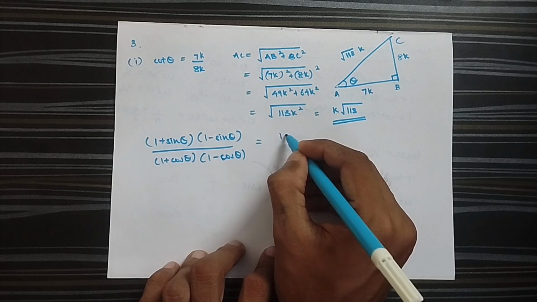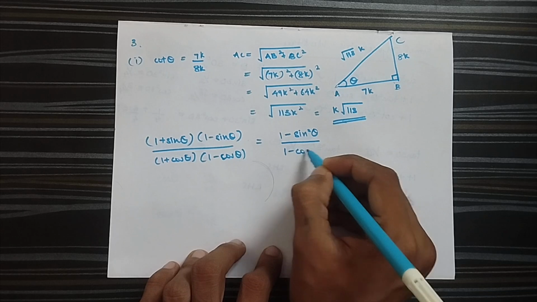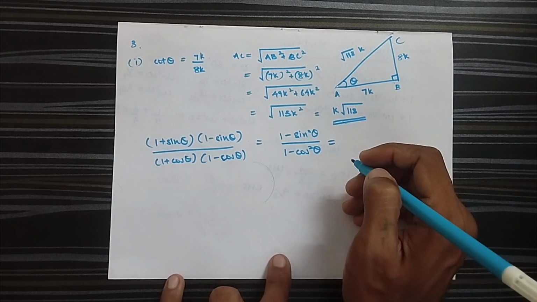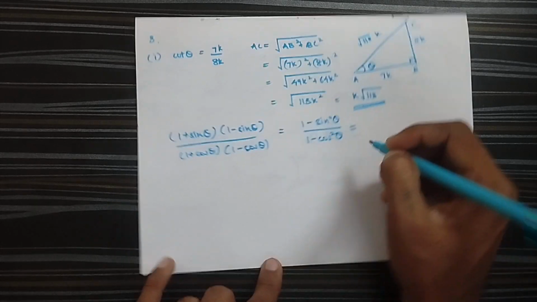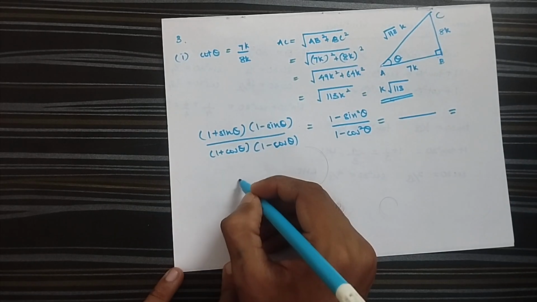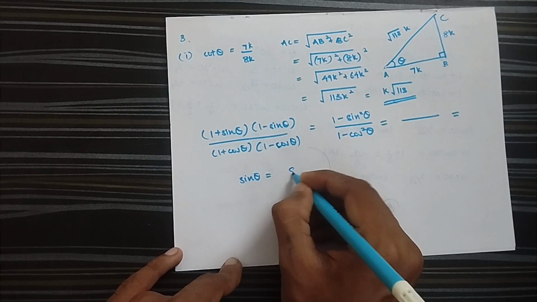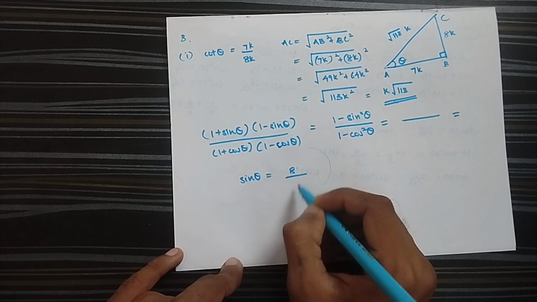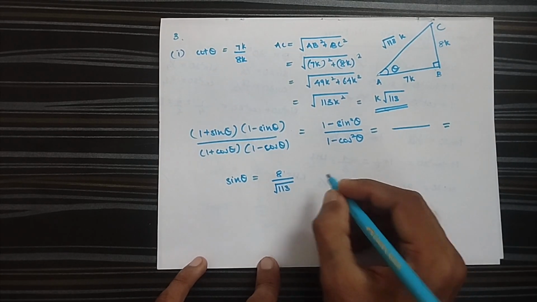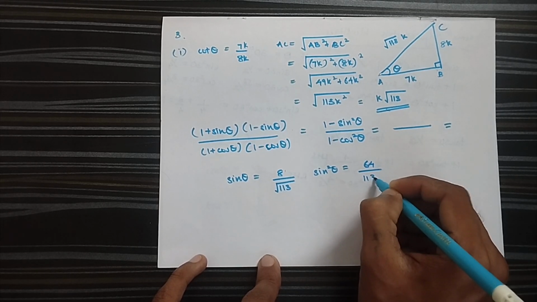It's 1 square, which is 1 minus sine square theta divided by 1 minus cos square theta. So we simplify that into this by opening the brackets, and then we need to find sine and cos. So we have to fill in these blanks here to find our answer. From this triangle, sine theta is opposite by hypotenuse, so 8 by 8k, but k and k will be cancelled from denominator and numerator. So 8 by root 113, and sine square of this would be 64 by 113.